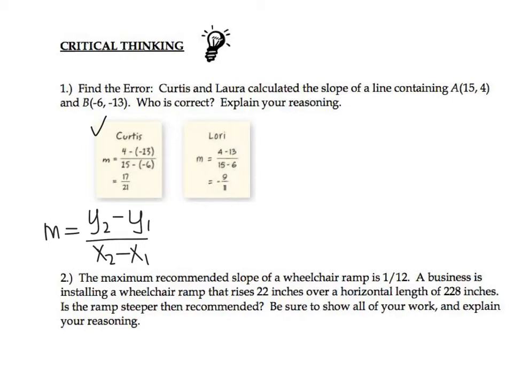Now let's check Laura. Laura made that common mistake I told you guys to look out for. She just did 4 minus 13 over 15 minus 6. She forgot to take into account that our second point has negative values. So she forgot those negatives when doing the subtraction. So Curtis is correct and Laura is incorrect.